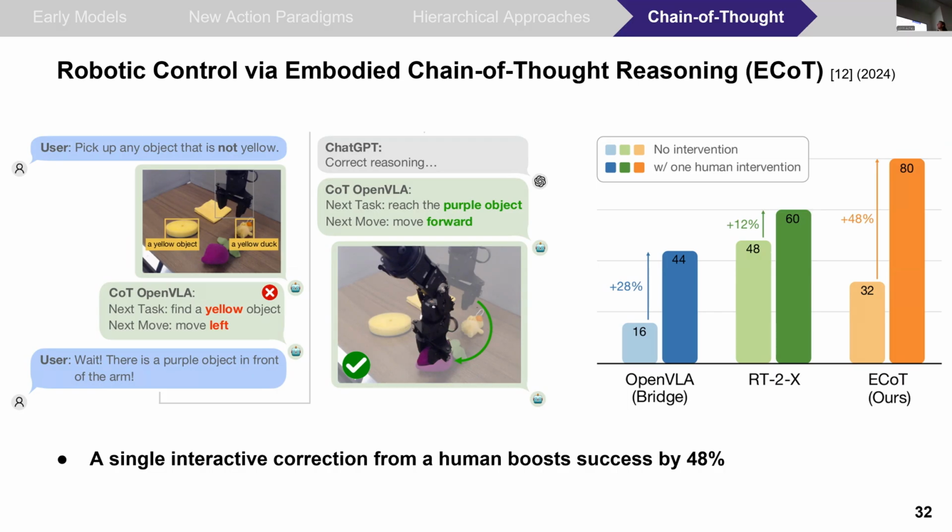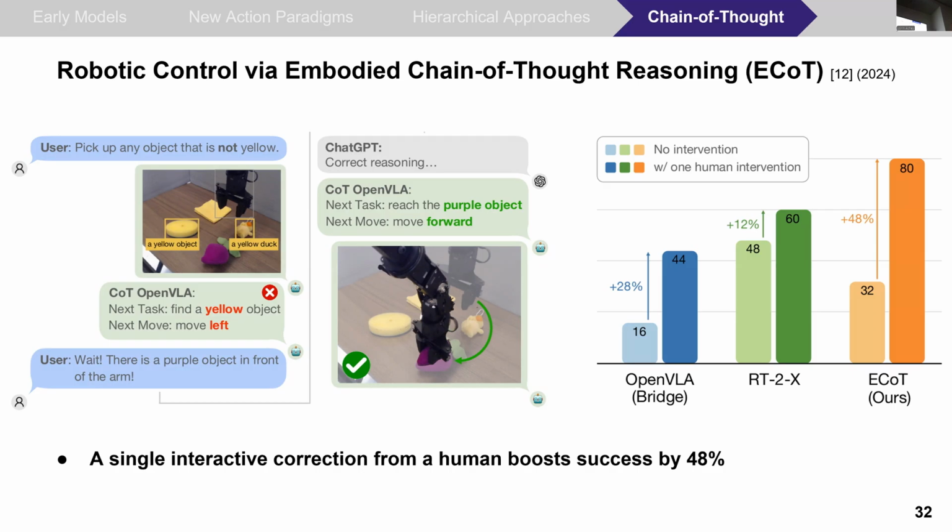So if you're looking at this example, you just pick up any object that is not yellow. I think all of us have seen models struggle a little bit with this negative type of reasoning. So the model does struggle with this, and the user says, wait, there's a purple object in front of the arm. The model re-reasons and then is able to actually get to that object. And they actually show that you can improve the performance on all of the benchmark models with a single human interaction. So it's not just their model.